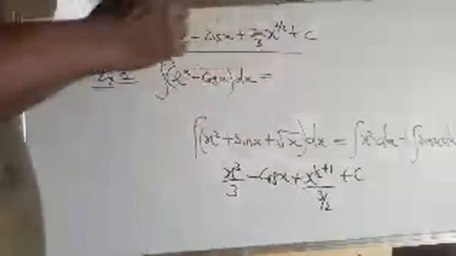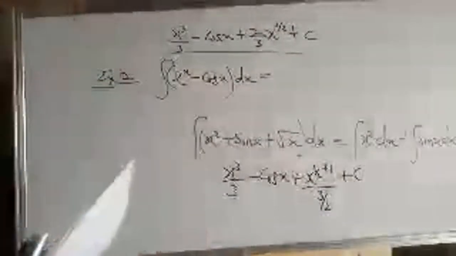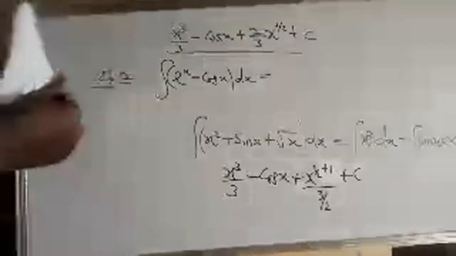Like I just said, the rule says that when you have a finite sum, the integral of a finite sum of functions is equal to the sum of the individual integrals of the functions. So this means the integral of exponential x dx, done separately, and the integral of minus cos x dx. It's as simple as that.